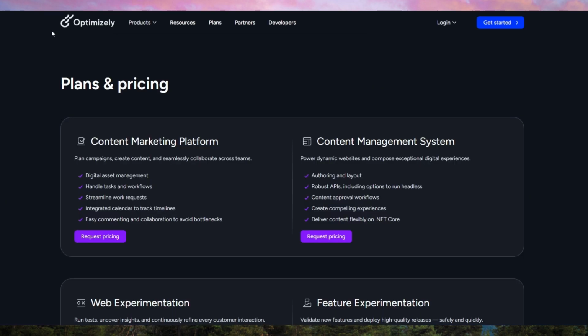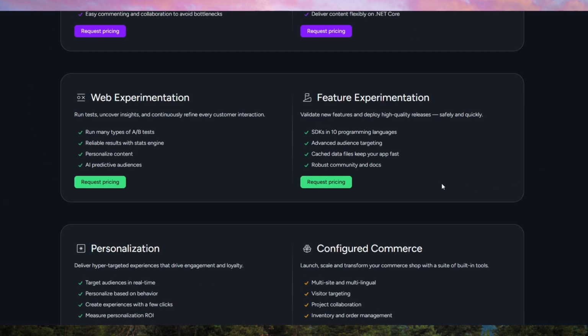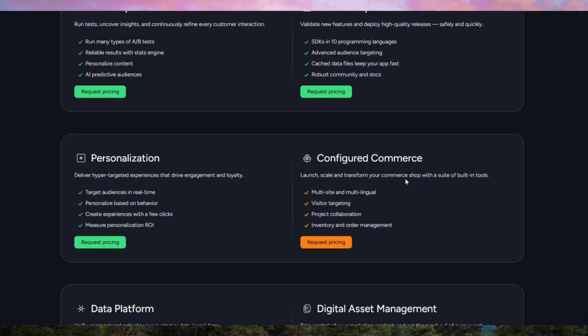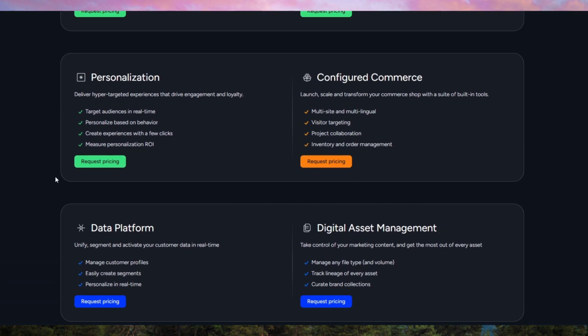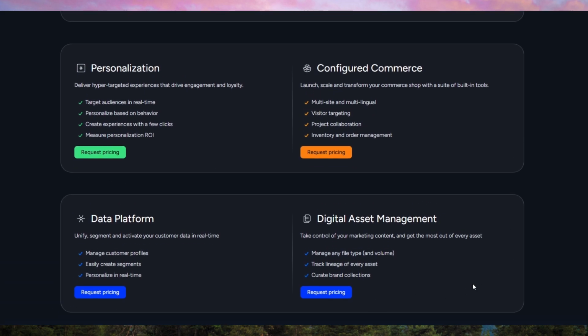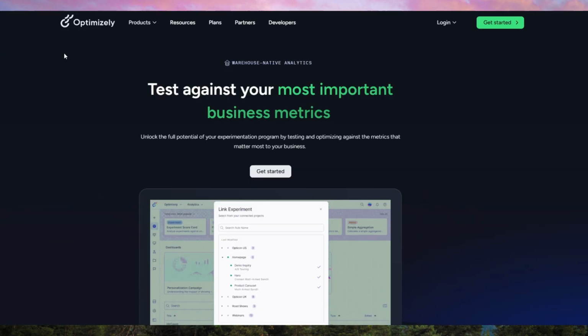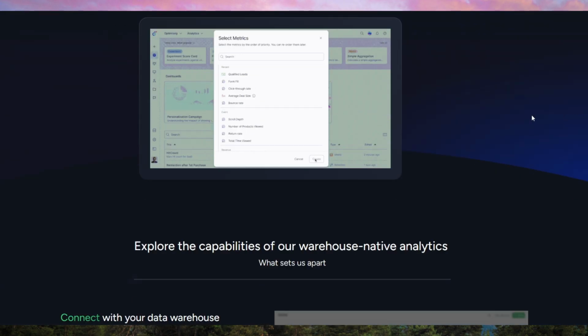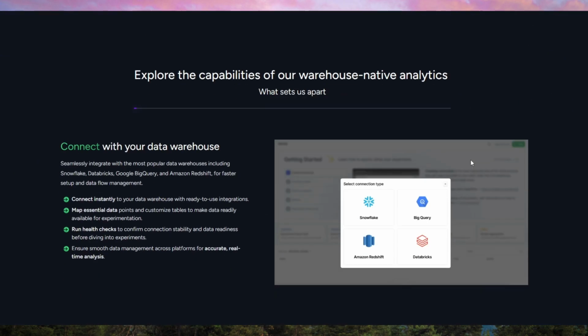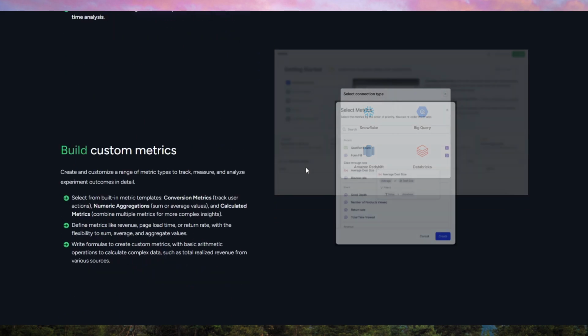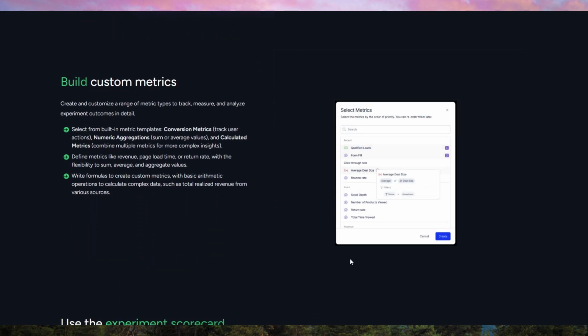One downside is the steep learning curve for beginners and the cost, which is on the higher end compared to competitors like VWO or Google Optimize, which, by the way, is shutting down in 2024. That said, Optimizely makes up for it with its scalability, top-tier customer support, and enterprise-grade security features.